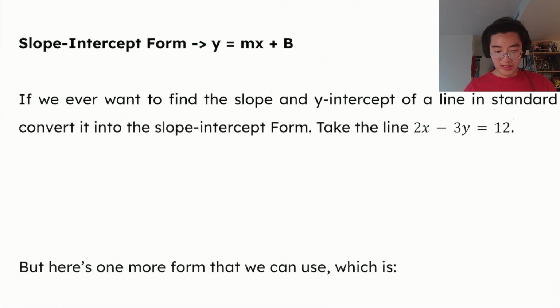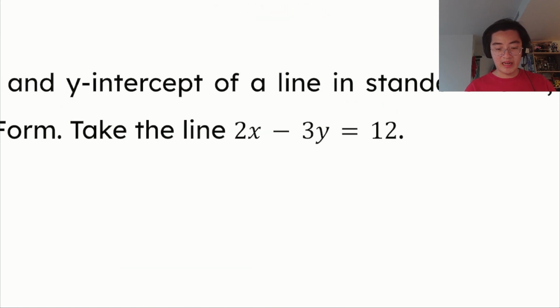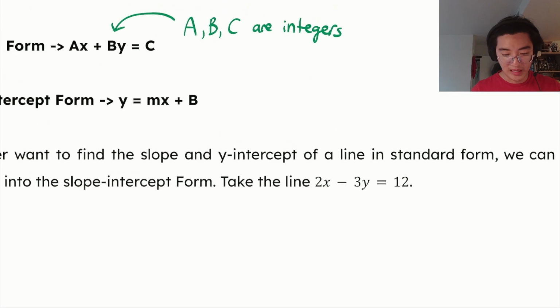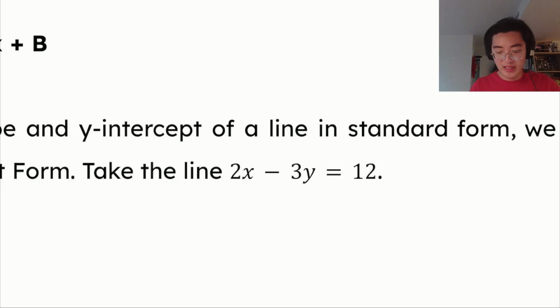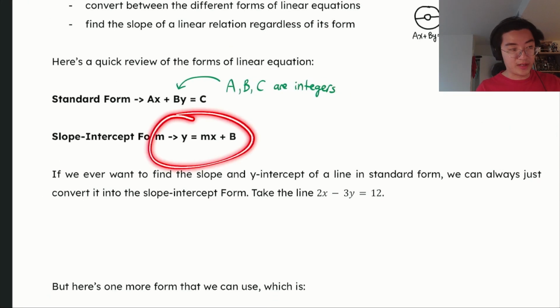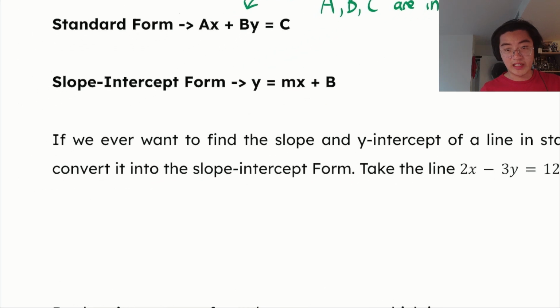Of course, if, let's say, for example, we have this equation here in the standard form, and we want to figure out what the y-intercept and the slope of this equation is, we can easily just convert it into the slope-intercept form. Because right here, we can't really tell right away what's the slope and the y-intercept. But what we can do is put it into this form. Okay, so it's just going to take a bit of rearranging.